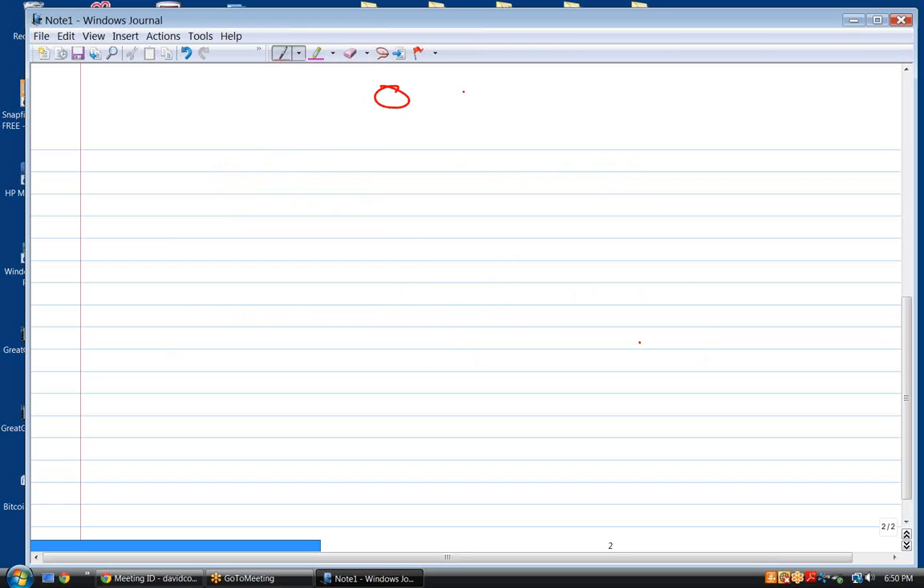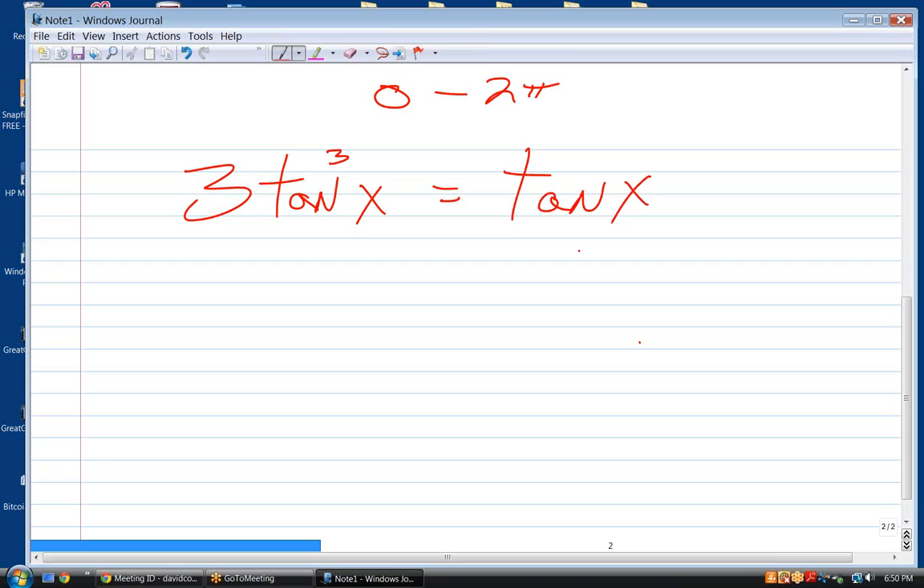Okay. So 3 tangent cubed x equals tangent of x. Okay. What's the thing you don't want to do here? That's tempting to do. Divide. Yes. Divide both sides by tan x. Isn't that tempting to do?